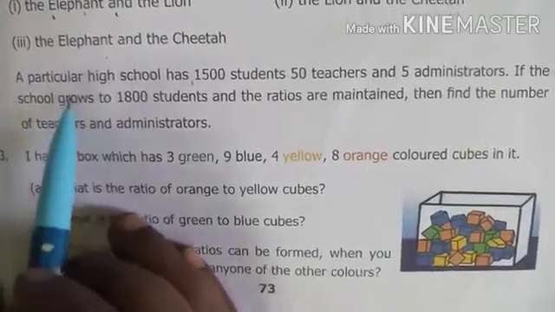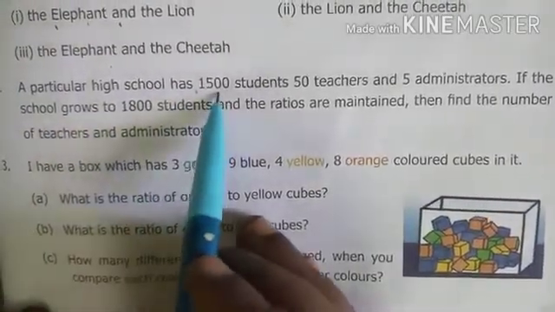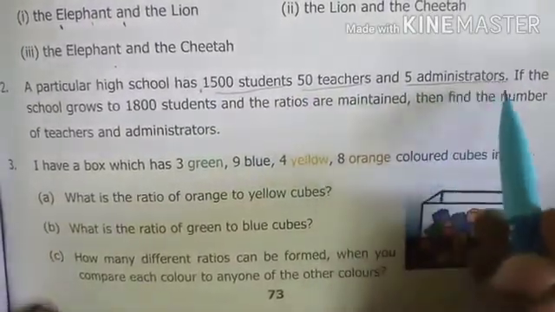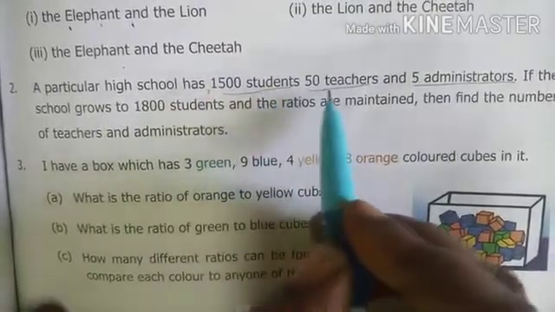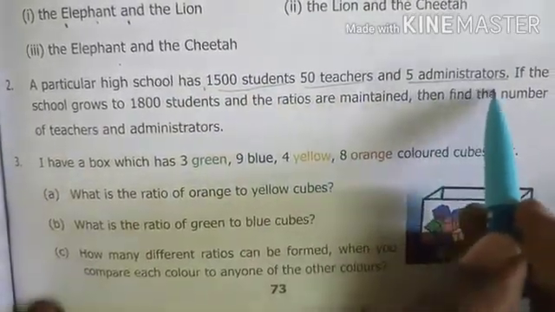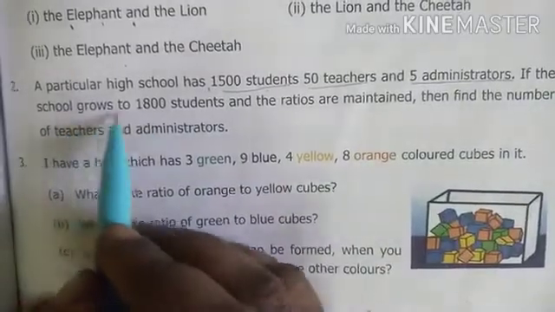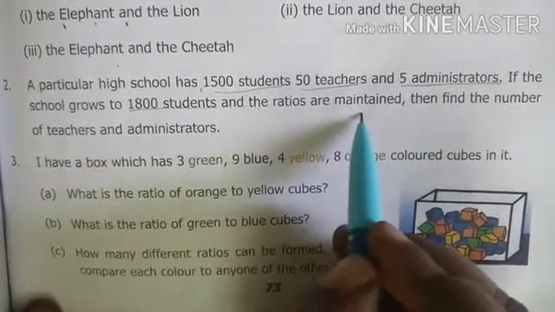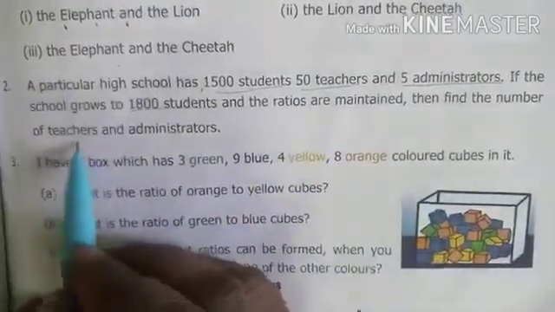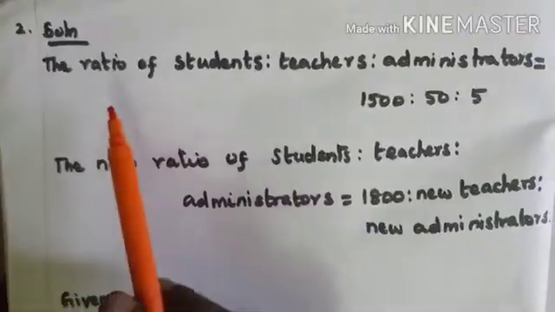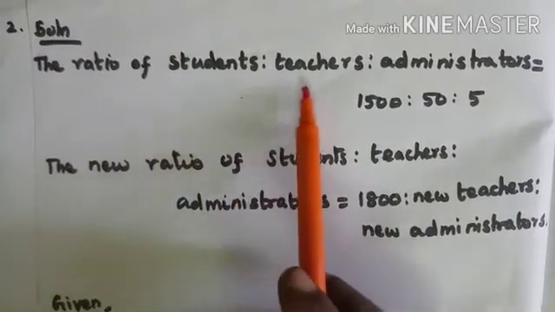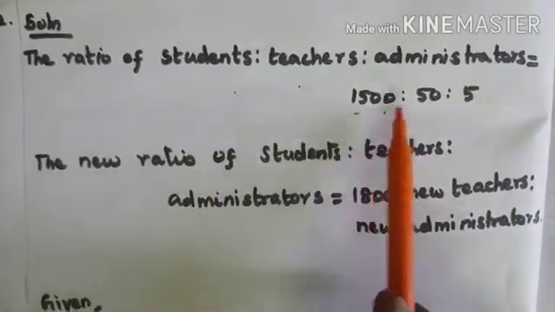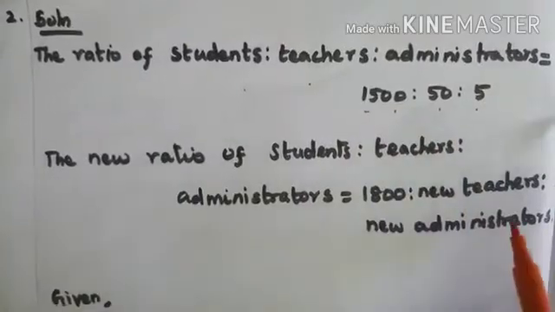Second question. A particular high school has 1500 students, 50 teachers and 5 administrators. If the school grows to 1800 students and the ratios are maintained, then find the number of teachers and administrators. So solution: the ratio of students, teachers, administrators. It is given in the question: 1500 students, 50 teachers, 5 administrators.